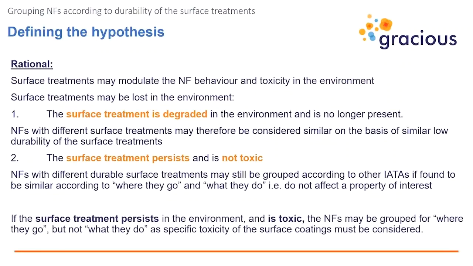There is a third case where the surface treatment persists but is also toxic. And in this case, nanoforms might be grouped for where they go, so you might be able to read across for predicting the environmental concentrations of these nanoforms in various environmental compartments. However, you cannot group for what they do, as specific toxicity of the surface coating must be considered in their risk assessment.